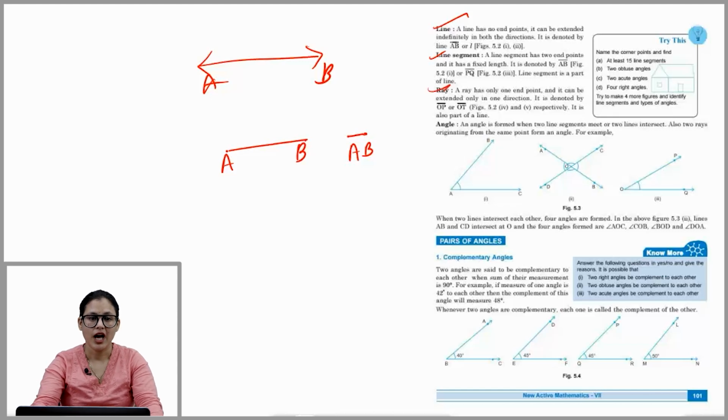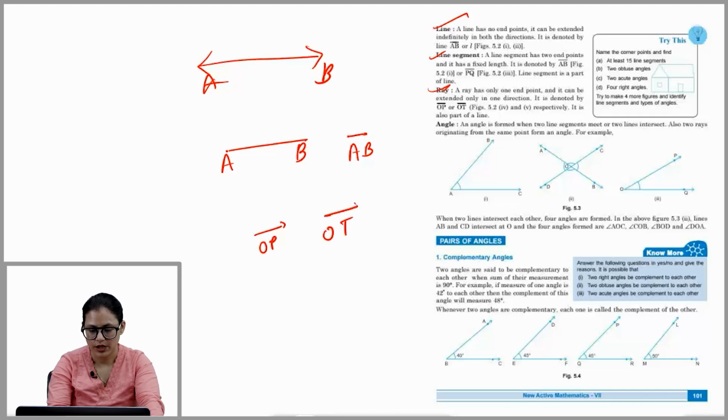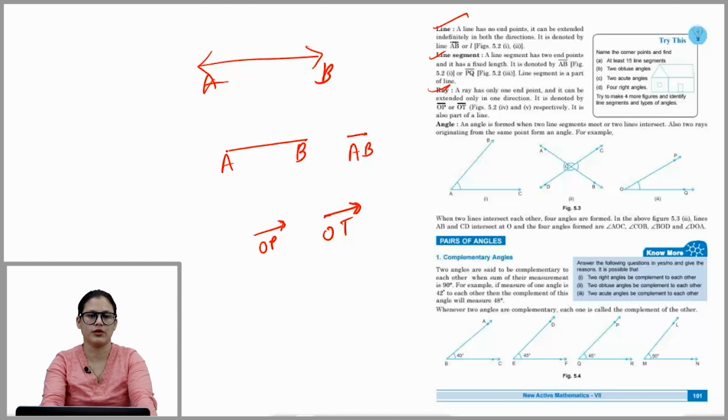Next is a ray. A ray has only one endpoint and it can be extended only in one direction. It is denoted like ray OP or OT, okay? So it has one endpoint, but we can extend it in this direction, okay?